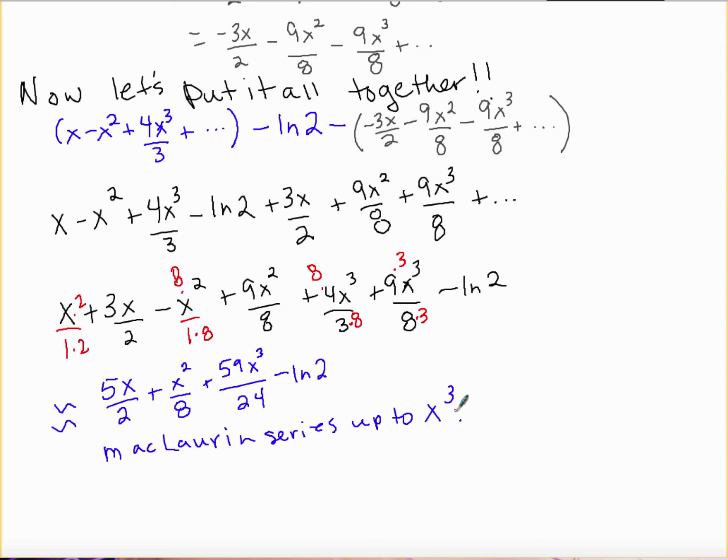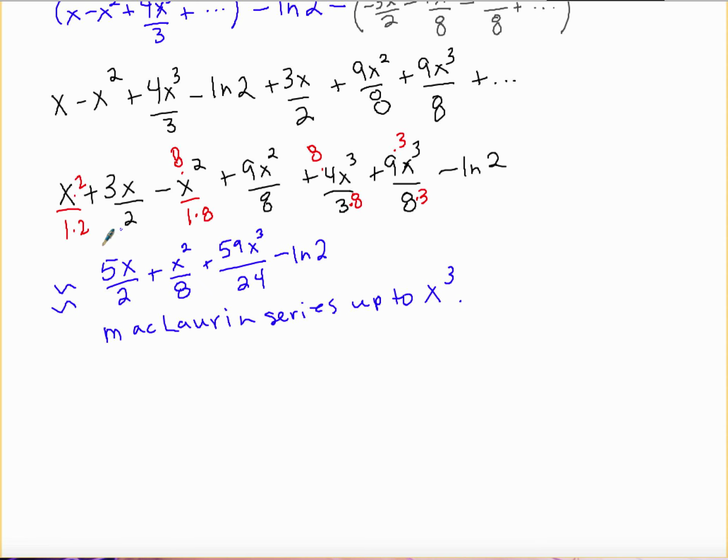Fantastic. So we got the first sentence of our question done here. But then it asks us, for what values of x is the series valid? Okay, so how do we do that? Well, we do know that for the original Maclaurin series, ln(1 + x) is valid from negative 1 to positive 1, non-inclusive of negative 1.